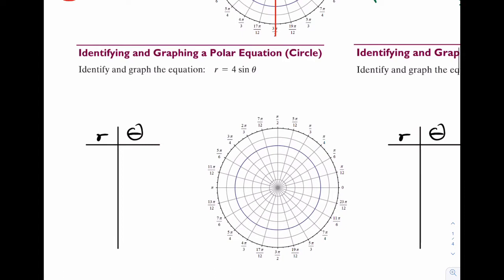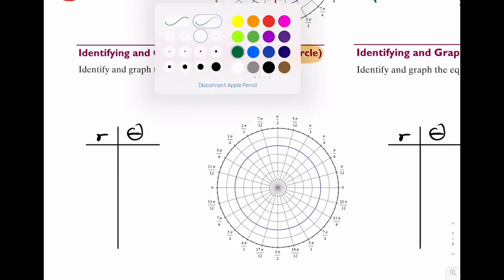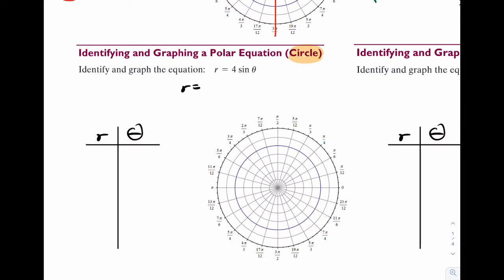Okay, next one. At this point, you're probably seeing I give hints right here. This is going to be a circle. Now to do this, we're going to pick some points again. So for sine, hopefully we're remembering some easy points. So I want sine pi over 6. That would be 1/2. So 1/2 of 4 is 2.